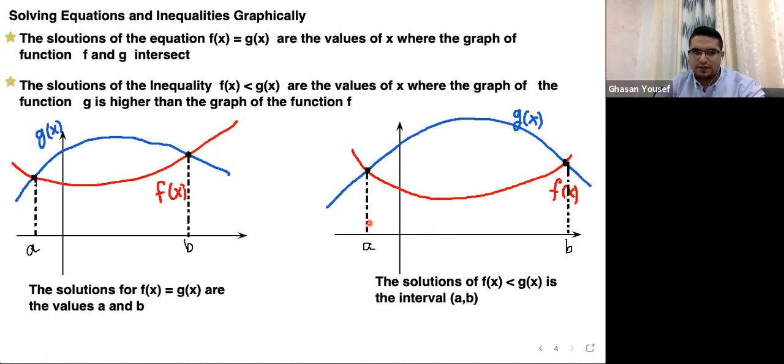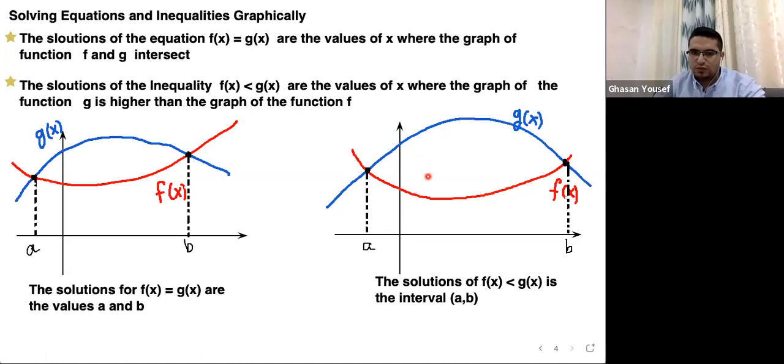But for the second one, if you look at the second star, the solution of the inequality f of x less than g of x are the values of x where the graph of the function g is higher than the graph of the function f, or above it. So the solution where g of x, the blue one, is greater than the red one will be in this interval. Look at the blue curve, it is above the red curve.